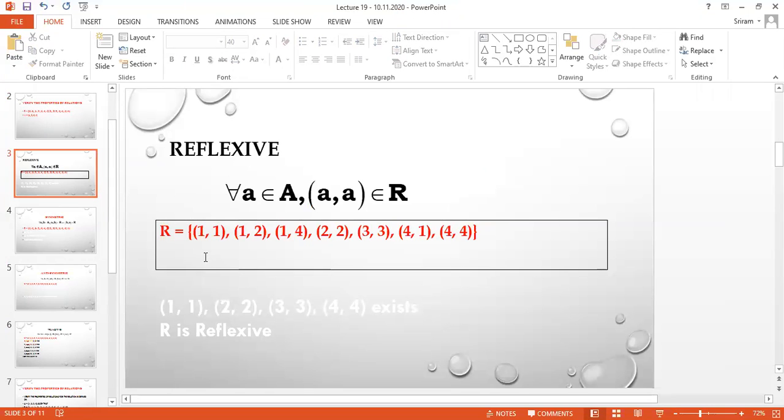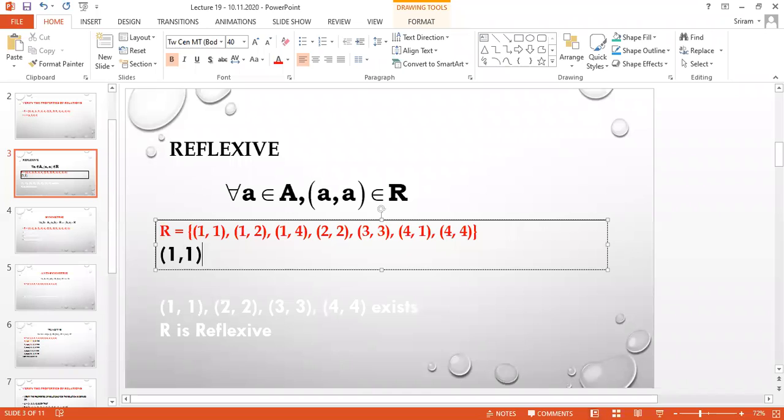What are all the 4 pairs? I am going to check whether I have (1,1). This is the first pair. Then I am going to check (2,2) because the next number is 2. Then the next one, (3,3), and the next number, (4,4). I am going to check whether these pairs exist in the set or not.